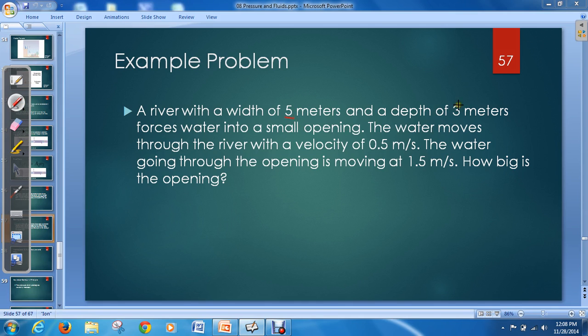This 5 meters and this 3 meters are the width and the depth. This is not an area, so you've got to think about how you would calculate the area of that square. If you think it through, the width times the depth is the area. So your A1 is actually going to be 15 square meters, 5 times 3. Okay, so there's your big hint. That's the first quantity you're looking for, and then find the other ones and calculate the new area.